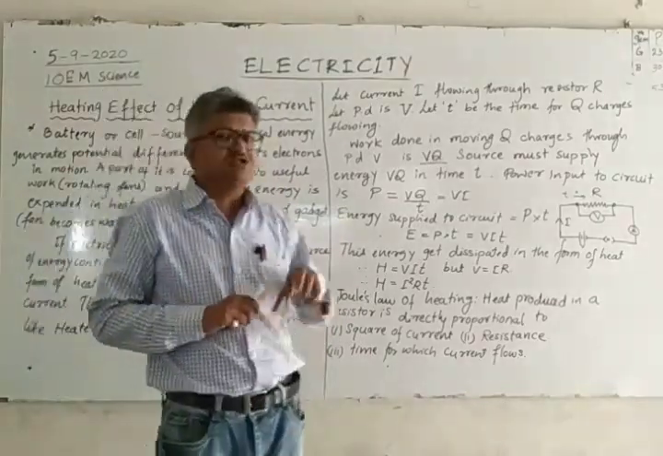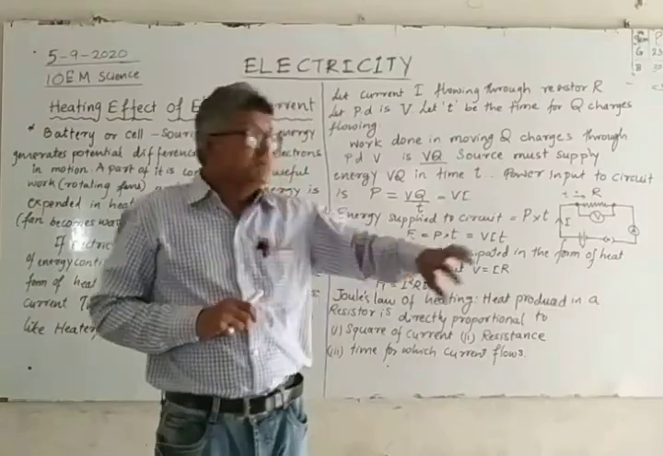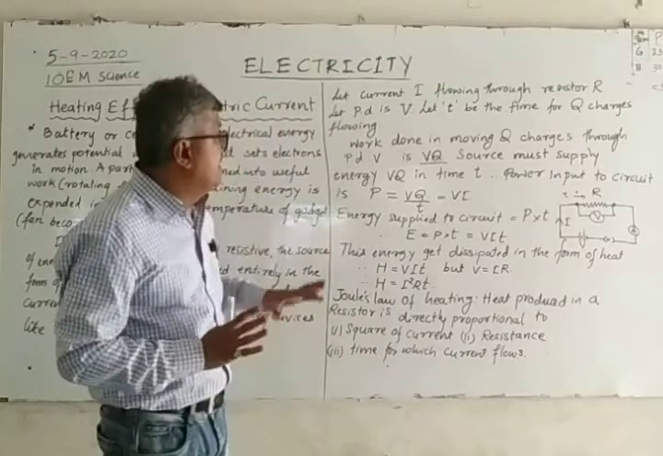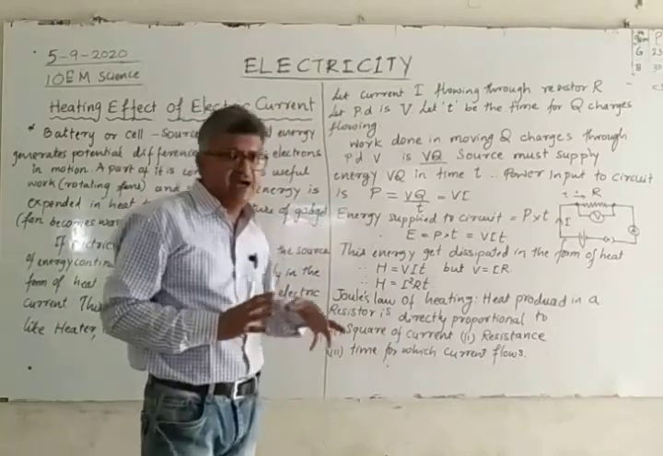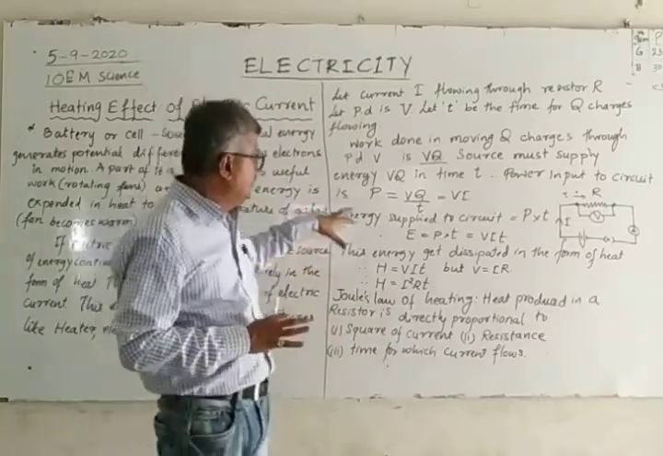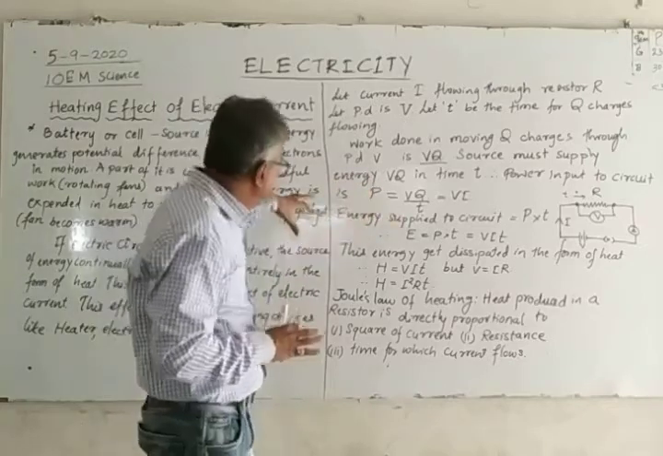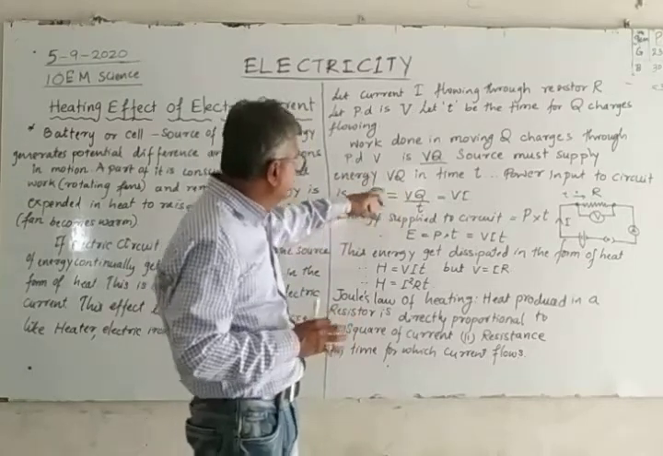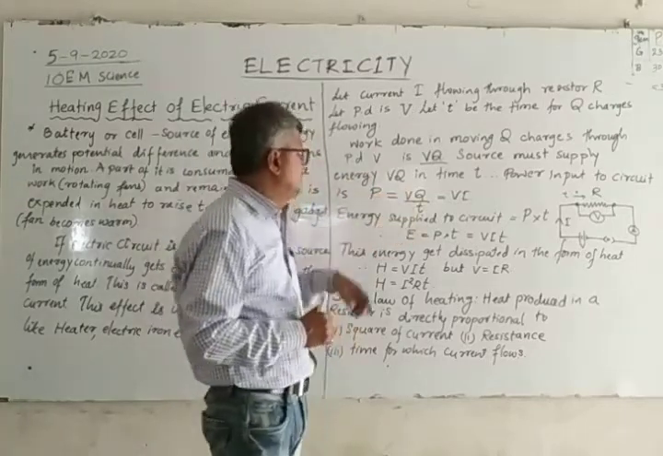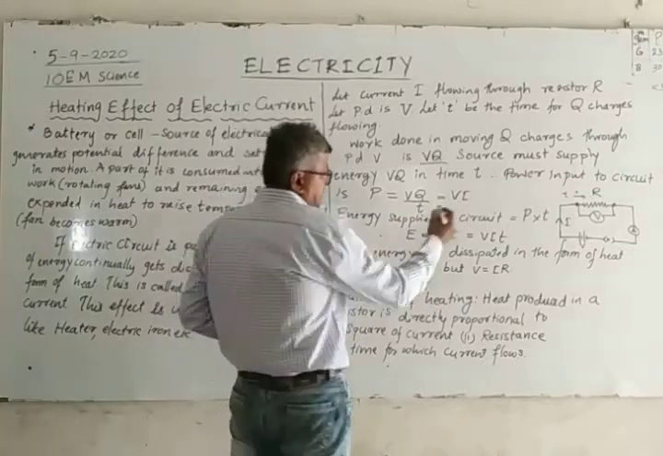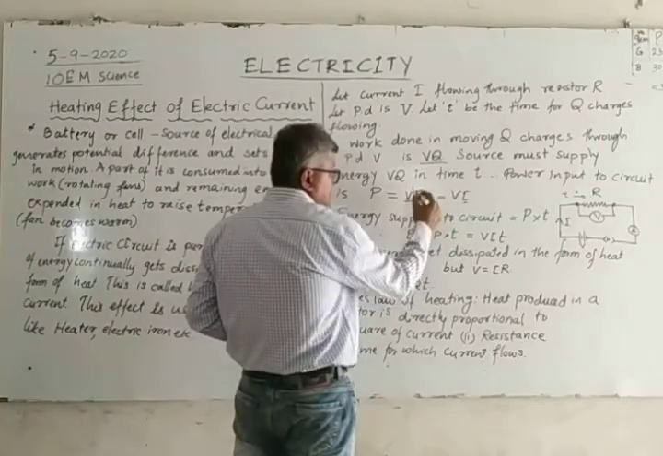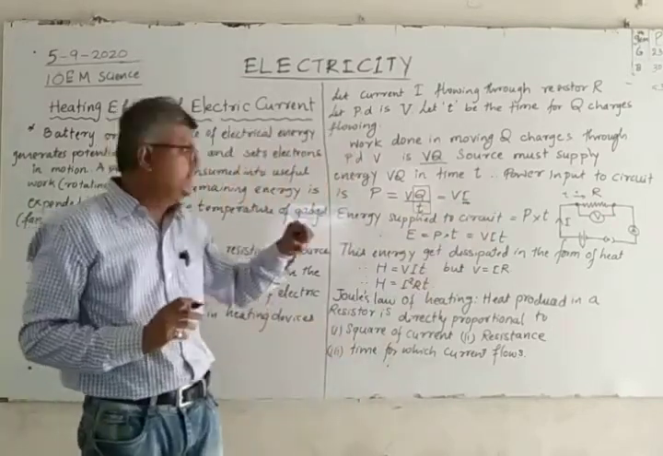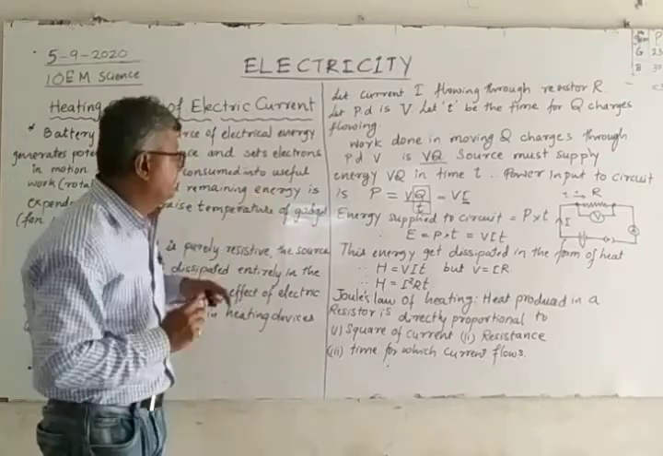So if the source supplies the energy VQ for T seconds, then the power input to the circuit is measured by P equal to energy divided by time. So that is work done divided by time, VQ divided by T. Here Q by T is nothing but electric current. I equal to Q by T.